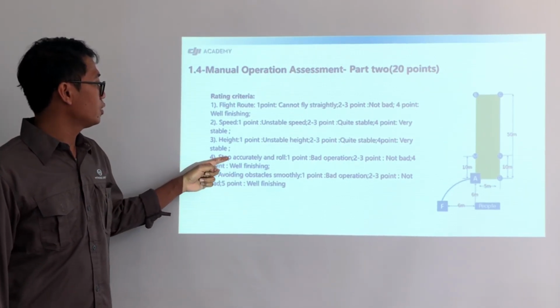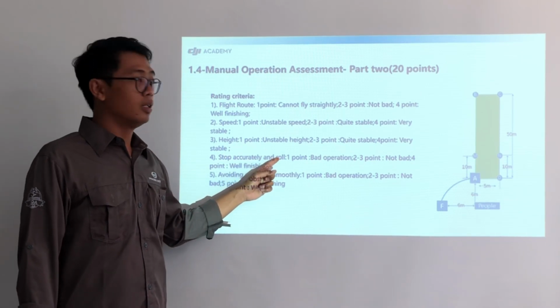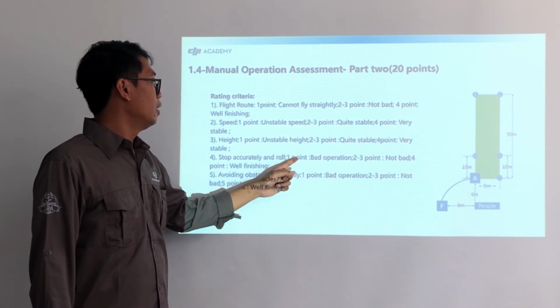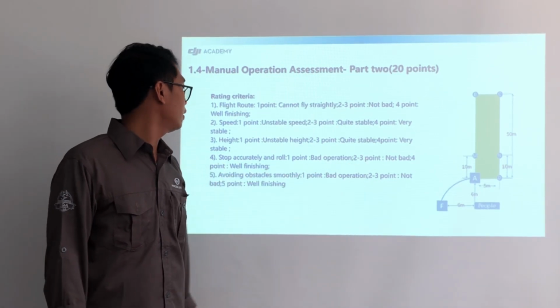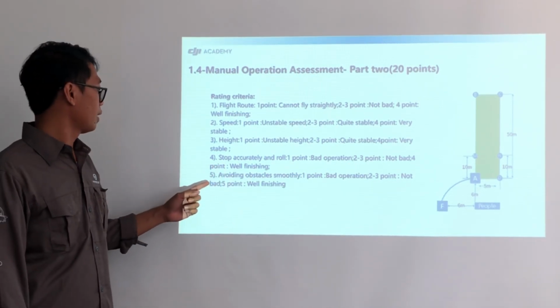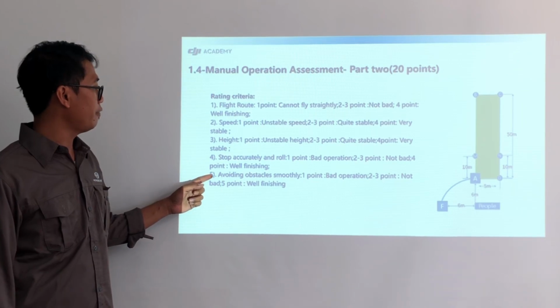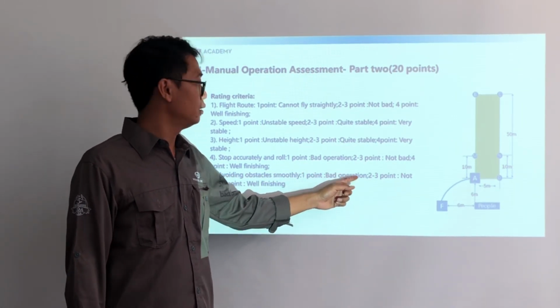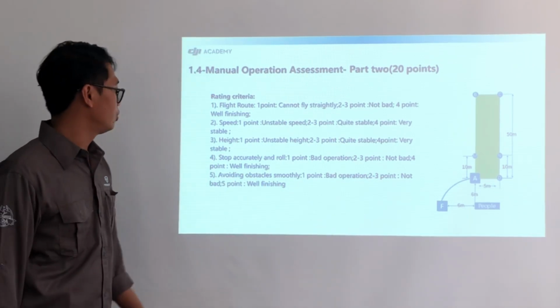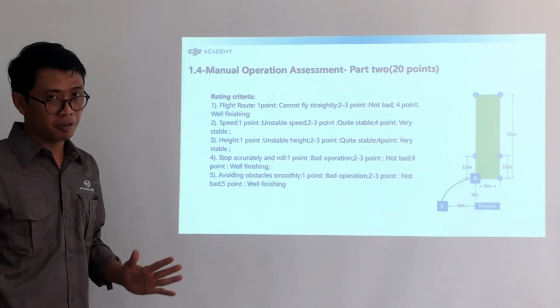And the number 4, stop accurately and roll. It means 1 point is bad operation. 2, 3 points, not bad. 4 points, well finishing. And the last, number 5, avoiding the obstacle smoothly. 1 point, it means bad operation. 2, 3 points, not bad. 5 points, well finishing.